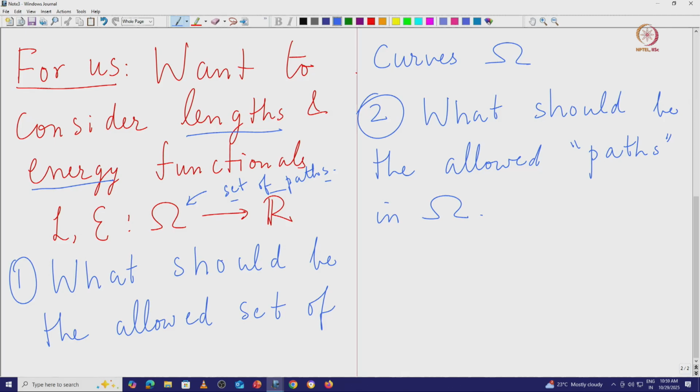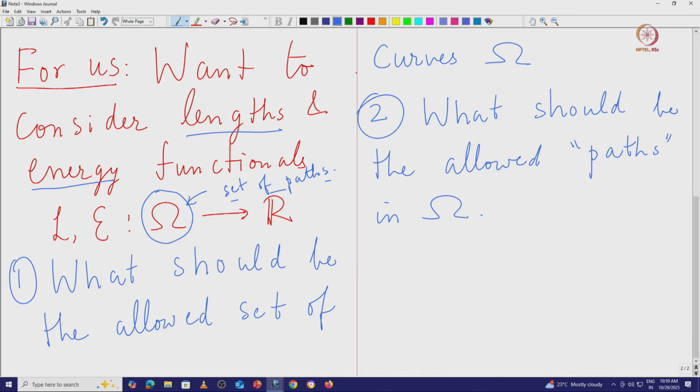Now the main question that one would like to address, even before one can talk about the first derivative test, is what should be the allowed set of paths in omega. Of course one should allow smooth paths to be in omega, but in order to do the first derivative test and develop this whole theory, it is actually useful to slightly enlarge the class of paths that you are allowed.